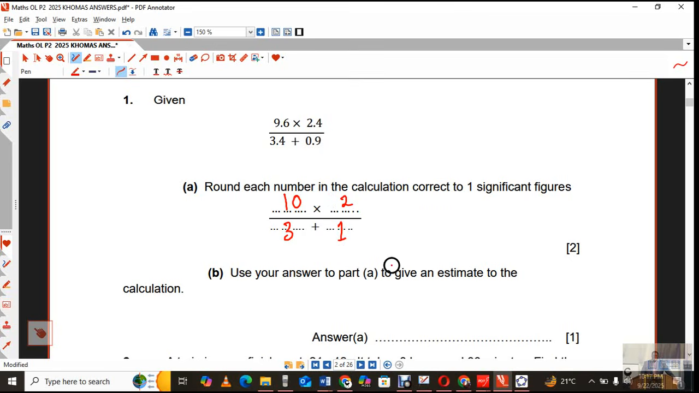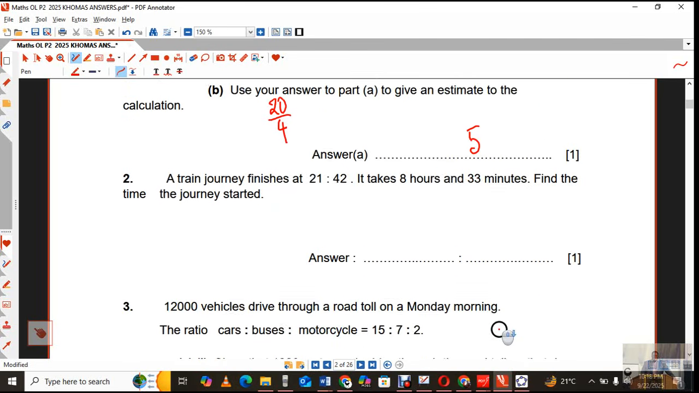Okay, right, so you can obviously work this out. They say use your answer in part A to give an estimate. So this answer is not an exact value. What you have at the numerator will be 10 times 2, which is 20. And you're going to divide it by 4. So this answer here will be 5. Okay, so that will be our answer here based off your solution at A. Okay, let's go to the next question.